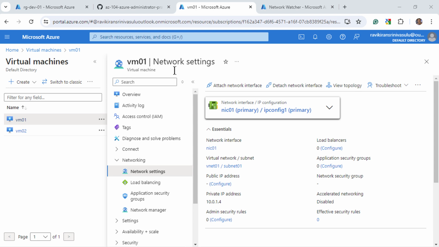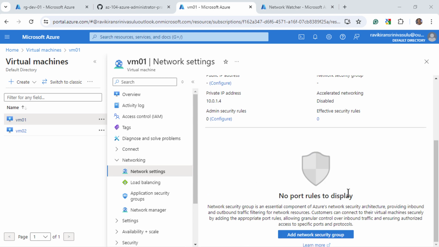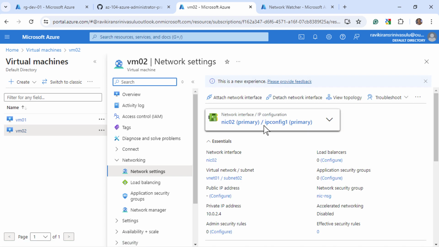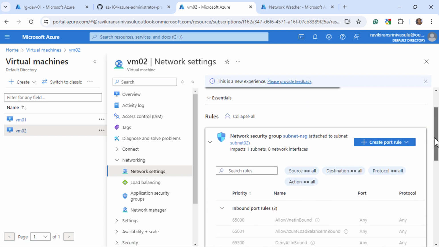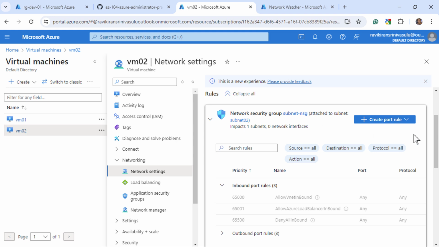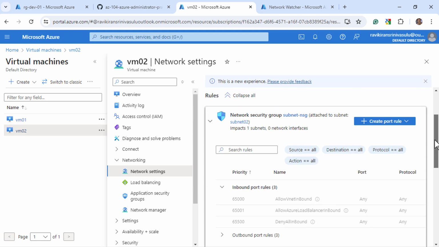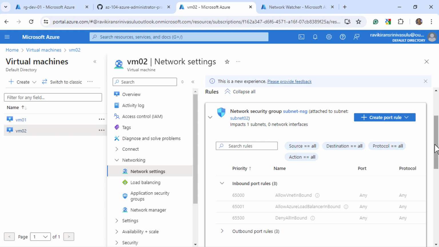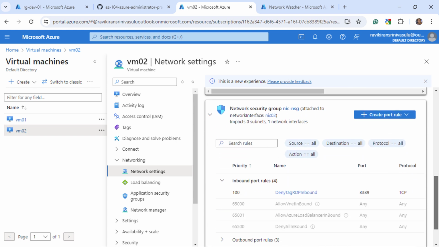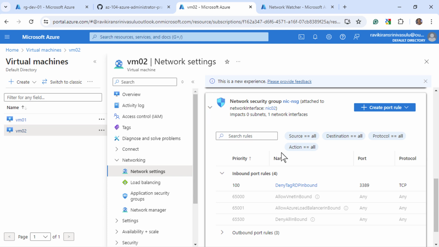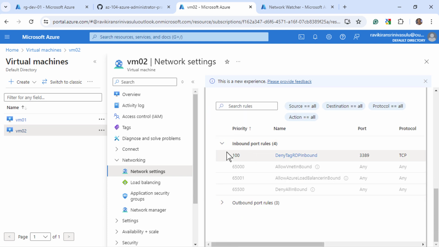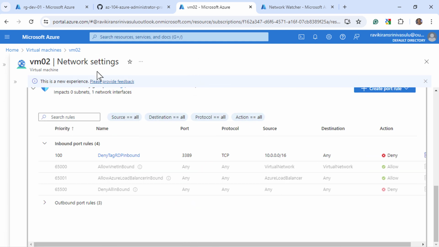To verify that, in VM01, I do not have any rules to display because, as I told you, there is no NSG attached to either the subnet or the NIC of VM01. Whereas with VM02, I have security rules. The first set of rules come from the subnet NSG, and the second set of rules come from the NIC of VM02. The NSG attached to the subnet contains only the default security rules, and the NIC of VM02 also has default rules, but I have created one additional rule.